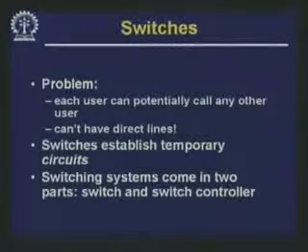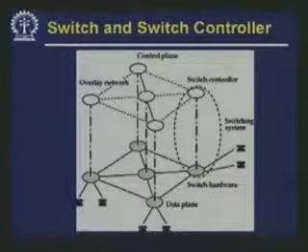So, we talk about switches. First thing is, why do we need switches? Well, the problem is that each user can potentially call any other user, as we have seen in telephone networks. We cannot have direct lines, we cannot have order n square kind of lines. So, every user is connected to essentially a switch in the switching office, and switches establish temporary circuits. That means they establish a temporary connection between the caller and the callee at the switching station. And switching systems come in two parts. One is the switch and the other is the switch controller. So, we will just have a look at this switch and the switch controller.